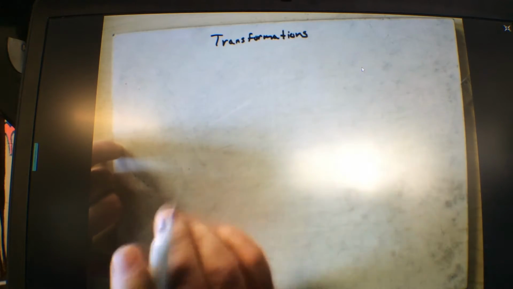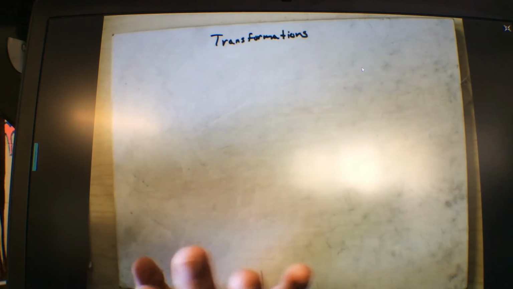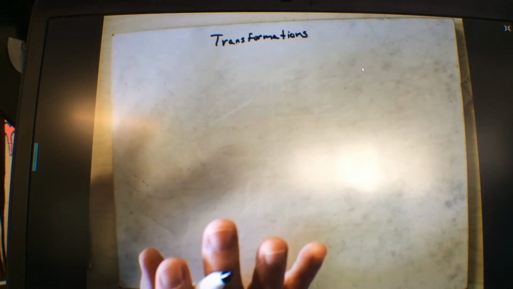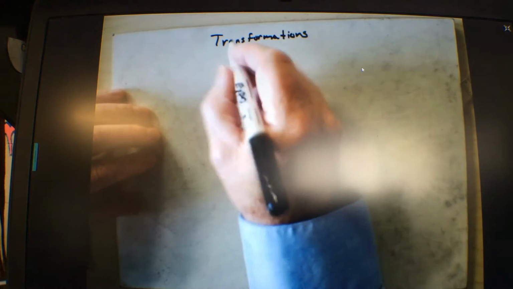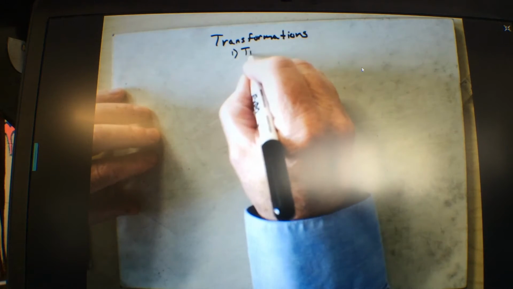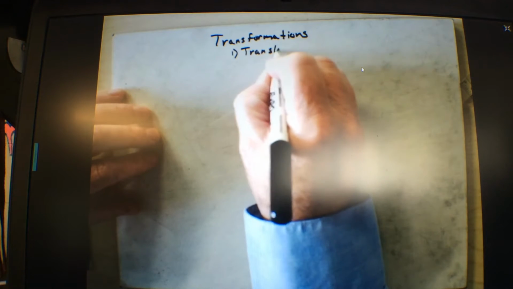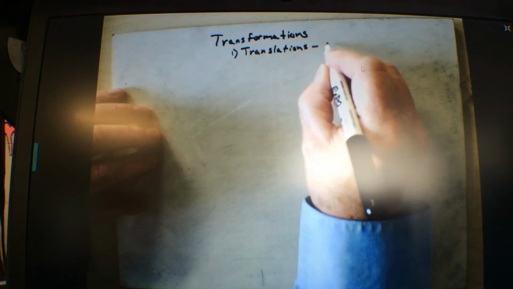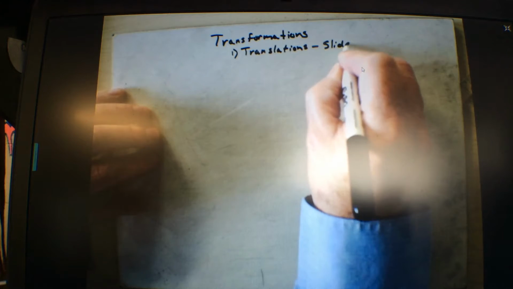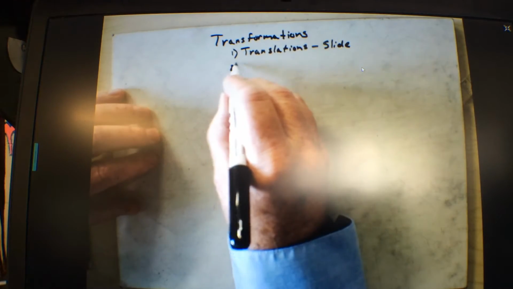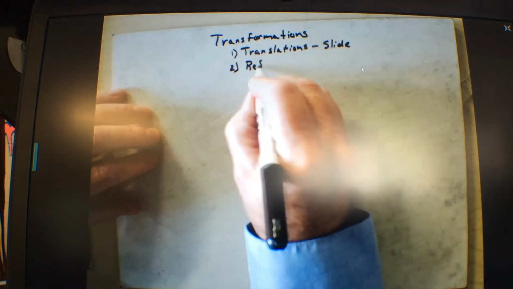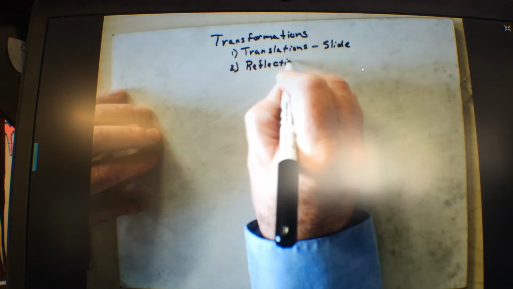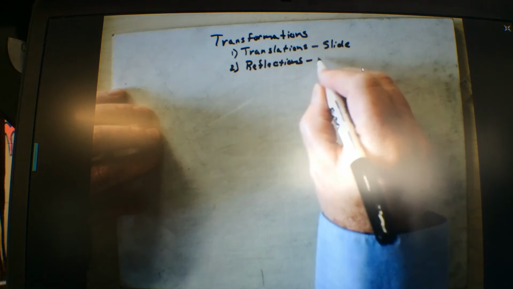Transformations are any time we take a figure and we move it, or we adjust it. It's a movement of a figure. We have four of them. We have a translation, which we're going to look at today. No, I'm sorry, we're going to look at reflections today. Translations are slides. Okay, so it's a slide. Today we're going to look at reflections. I apologize, reflections. And reflections are a flip.